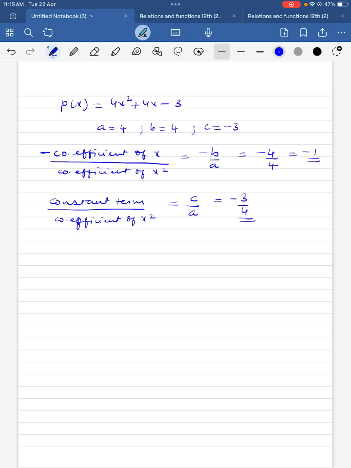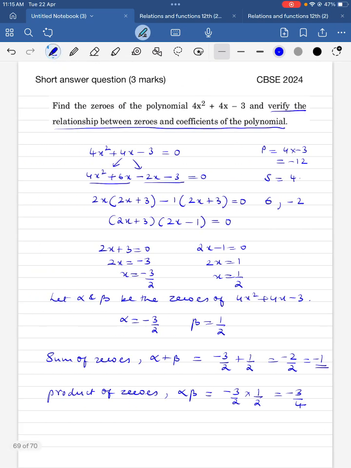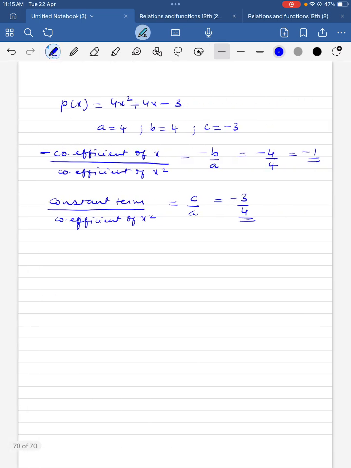Okay. So now you'll notice that we got the sum of zeros as minus 1 and the product of zeros as minus 3 by 4. And here we got the value of minus b by a as minus 1 and c by a as minus 3 by 4. So therefore, we have verified that alpha plus beta is equal to minus b by a, which is equal to negative 1, and alpha times beta is equal to c by a, which is equal to negative 3 by 4. Hence verified.